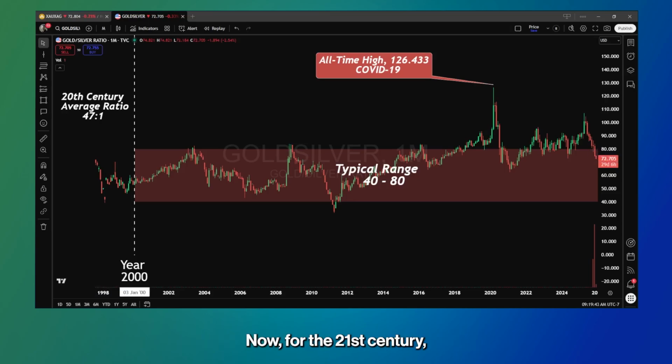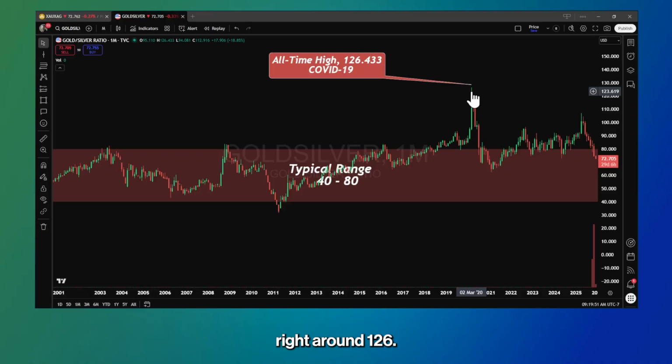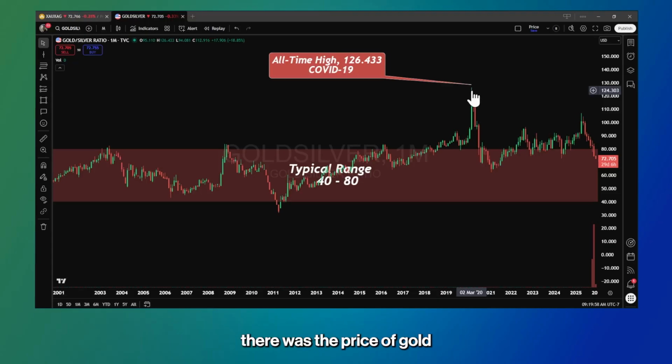Now, for the 21st century, the last 25 years of history, COVID-19 was definitely the big outlier. That was the all-time high, right up around 126. So that's a key thing. Remember, huge events move this ratio. The reason you saw such a big spike there was that the price of gold definitely outpaced the price of silver, because you're in a panic type of situation.